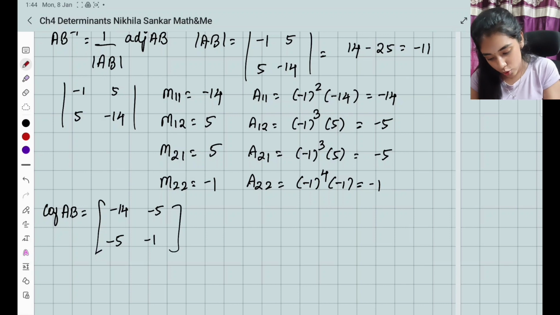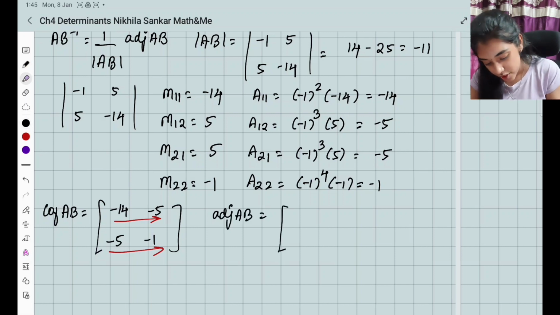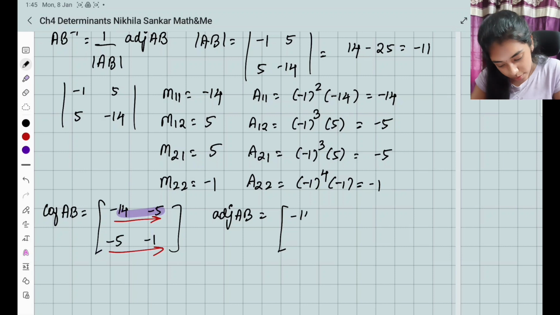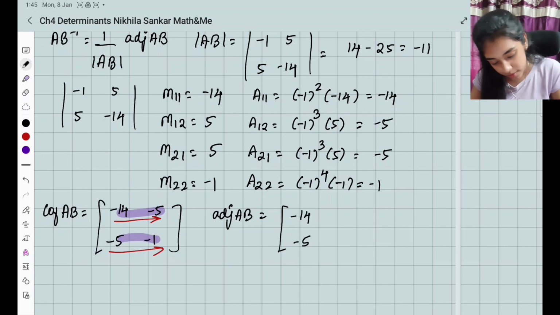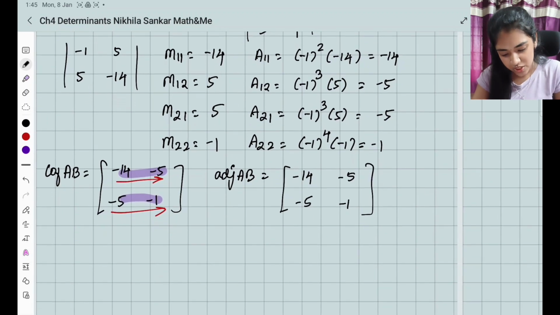First, always write the row, and then write the second row. That is when we write the transpose next, right? So the adjoint of AB is going to be the transpose. The row becomes the first column. So I have minus 14, minus 5, then the next row becomes the next column. So I have minus 5, minus 1. Okay, so this is the adjoint.